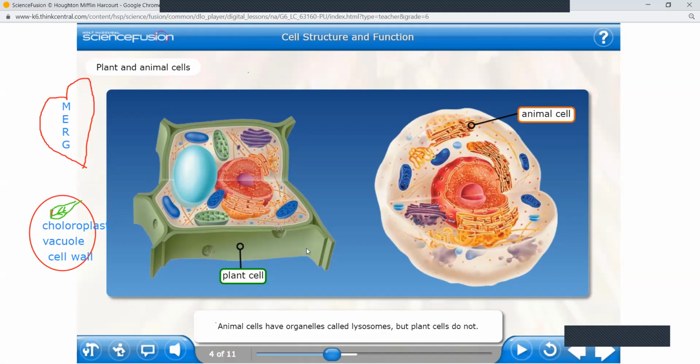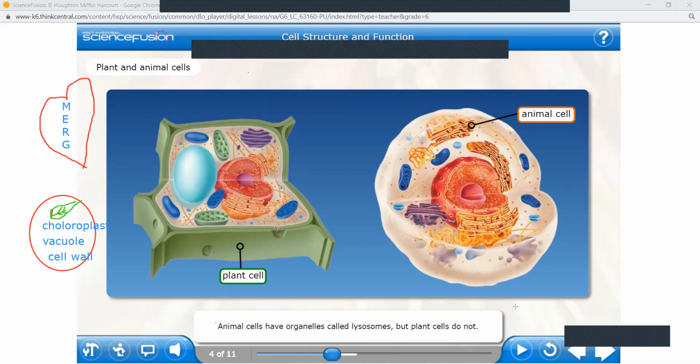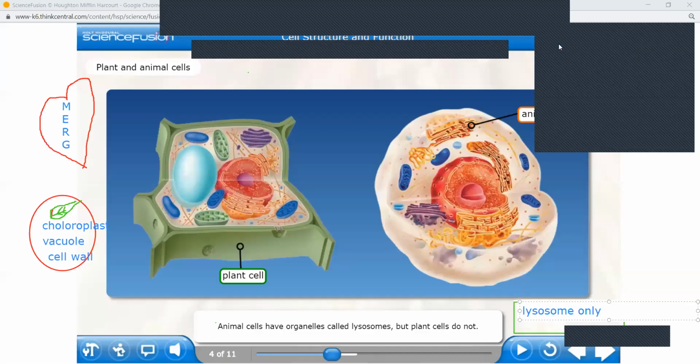Now see girls, when I said ribosome, it was there in both. But when I say animal cell, I will draw it here. I had to rejoin because I think you couldn't hear me. Now, when I say lysosome, it's only in animal cell. Only in animal cell.